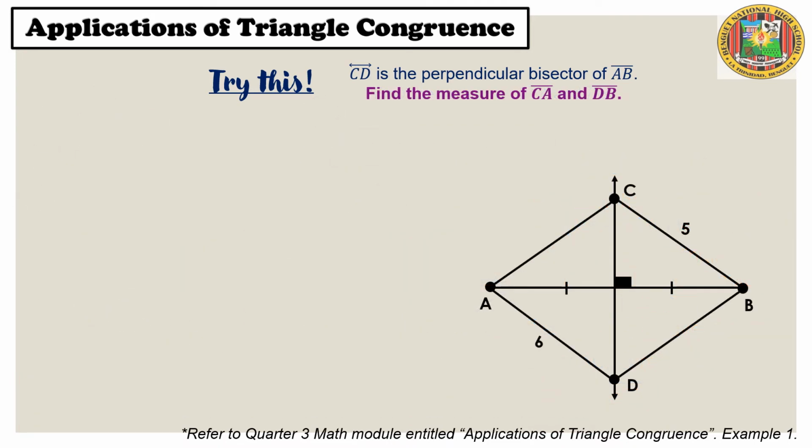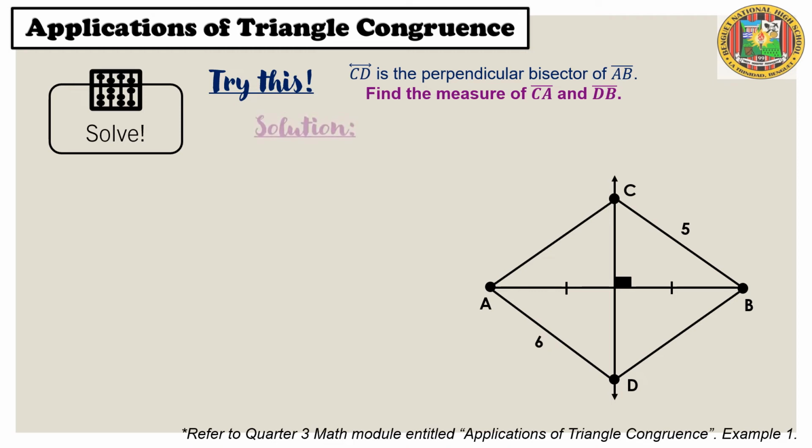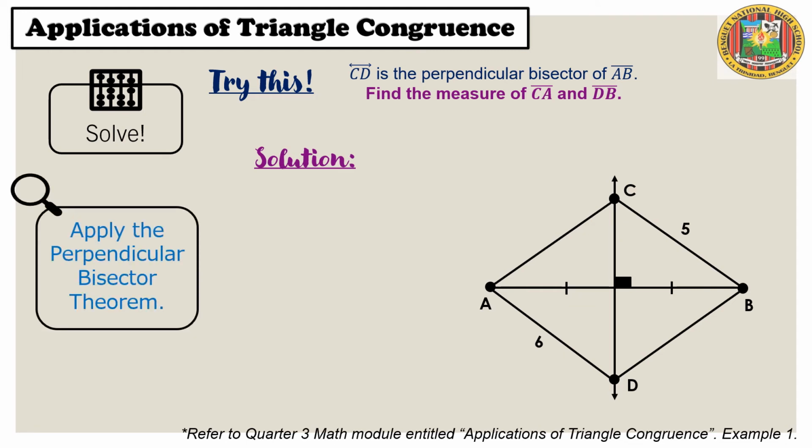Let us solve. Now that we've shown what the perpendicular bisector theorem is, let us use it to solve for the measures of sides CA and CB. To solve for side CA, recall that we have proven that side CA is congruent to side CB. Therefore, we say that side CA also measures 5 units.